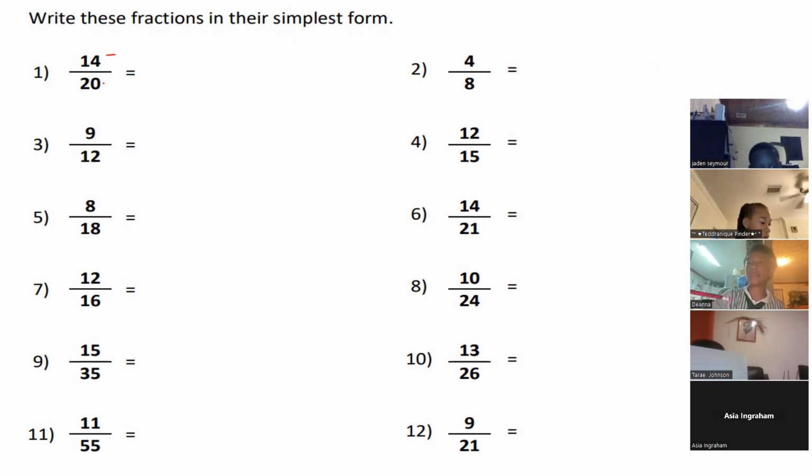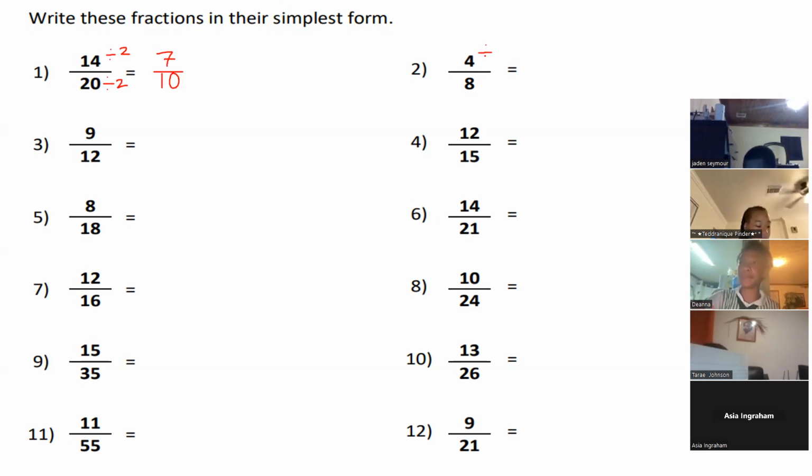Seven. 14 and 20... Two. 2? Very good. 7 can't go into 20. 7 could go into 14, but 7 can't go into 20. 14 divided by 2 is what? 7. And 20 divided by 2 is 10. 10. Good. Number 2, what number can go into 4 and 8?